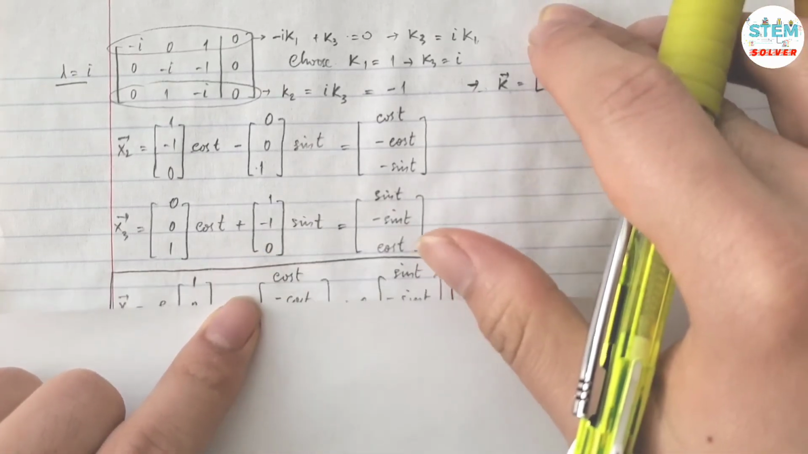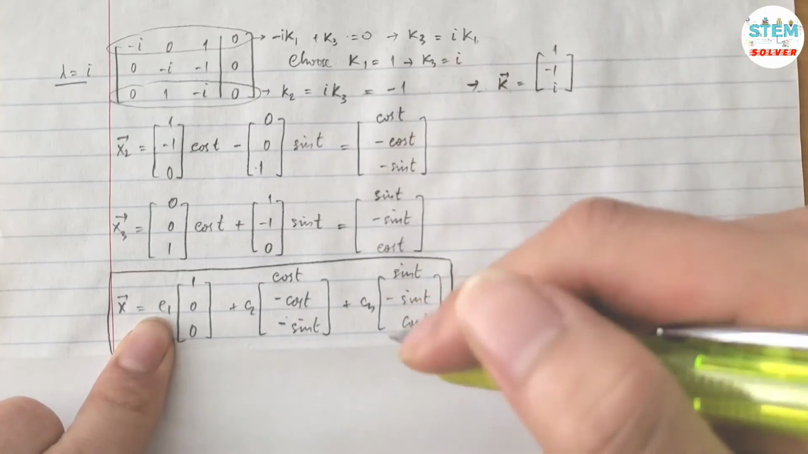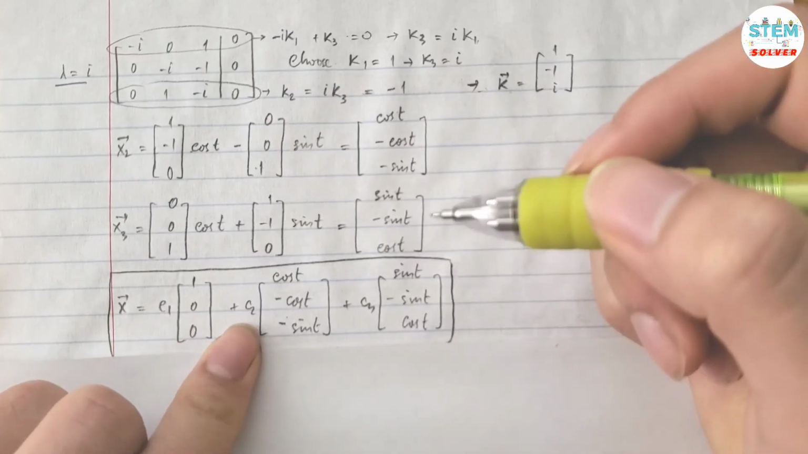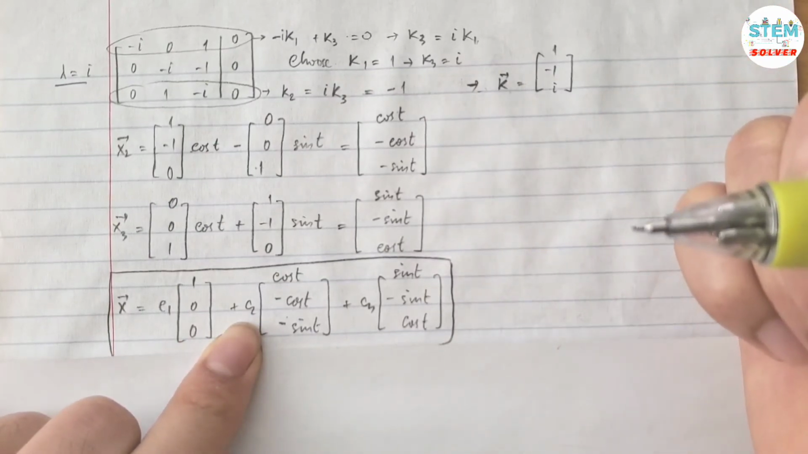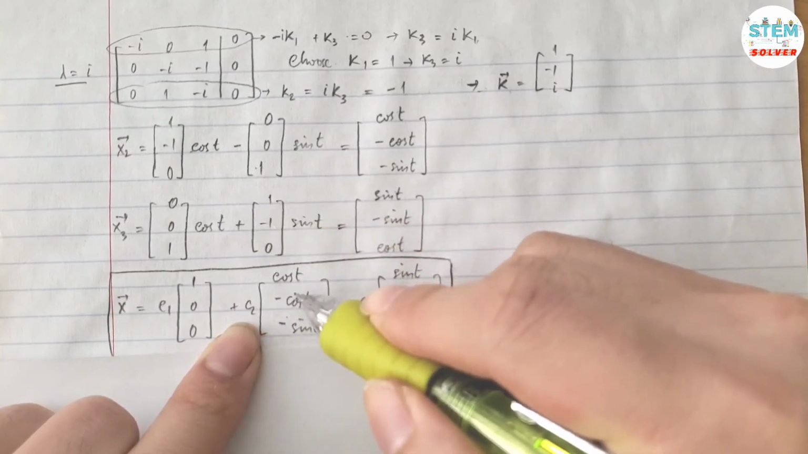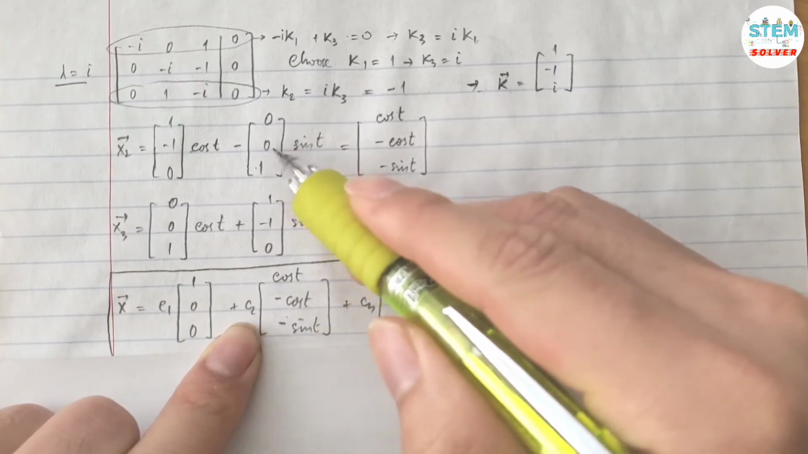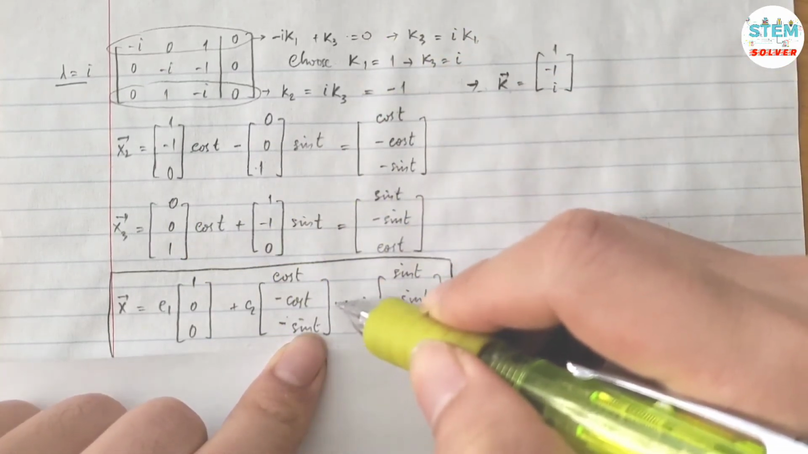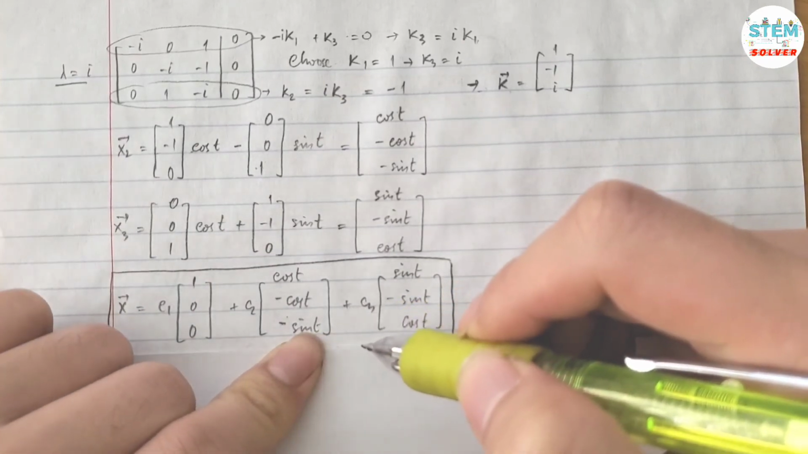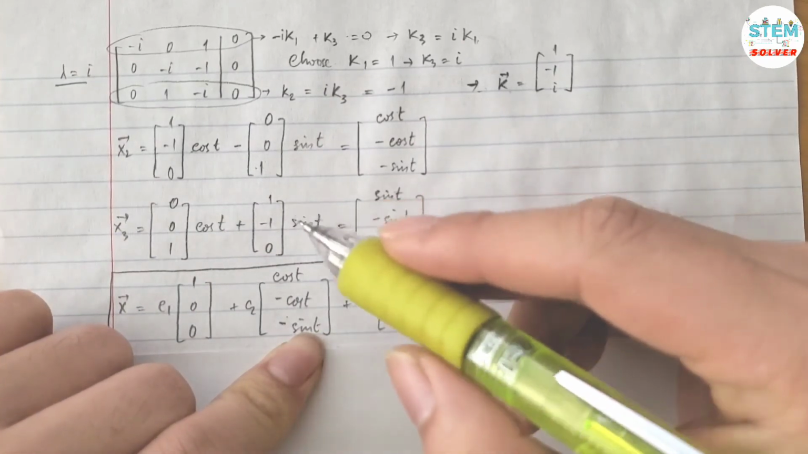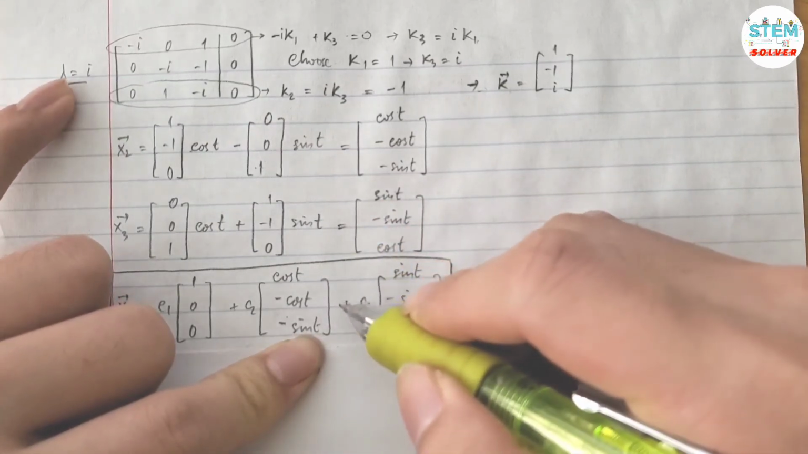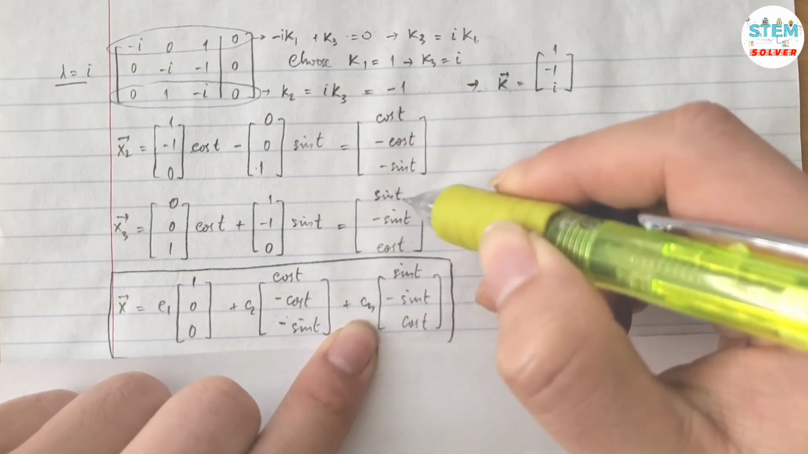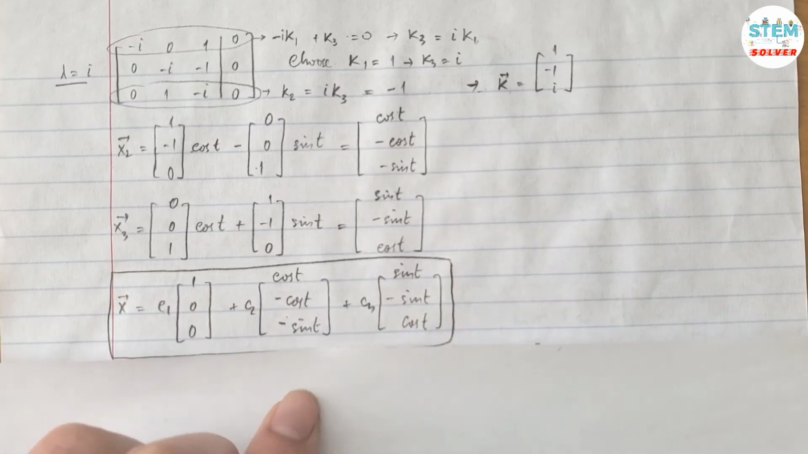Now your final answer is going to be c1 times x1, which is (1, 0, 0) from the beginning, plus c2 times vector x2, which is this one, multiplied by e to the alpha t. Alpha is the real part of lambda, which is 0 in this case, so you have e to the 0, which is 1. Plus c3 times vector x3, which is this one, so just bring it down. So here's your final answer.